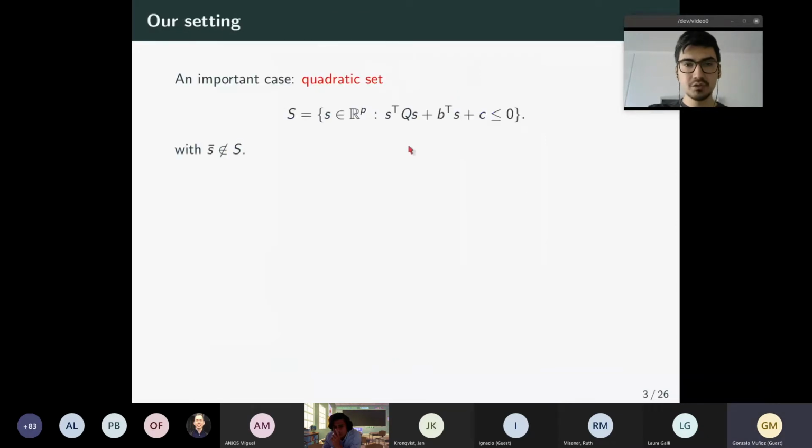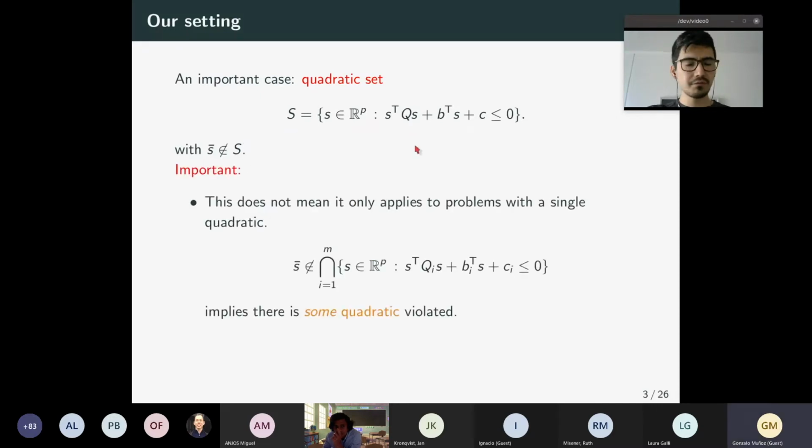So the case that we will deal with in this talk is a quadratic set. I'm going to assume that my set S is a single quadratic inequality. And I'm going to assume that I have a solution to an LP, which is going to be S bar, say, which is not in this set. So a few important comments regarding this. This doesn't mean that this applies to problems that only have one single quadratic. It also applies to multiple quadratics. The thing is that we're just going to construct a cut using one quadratic that is violated.